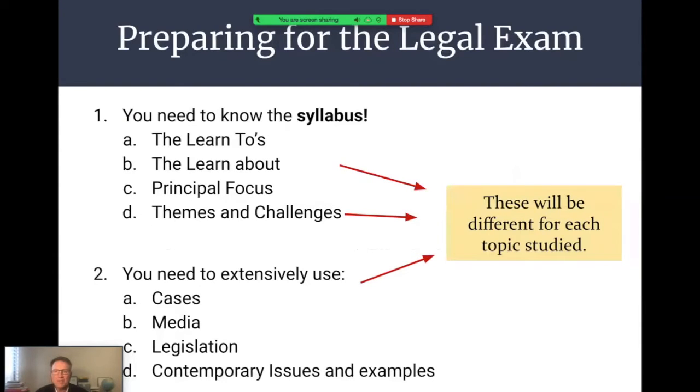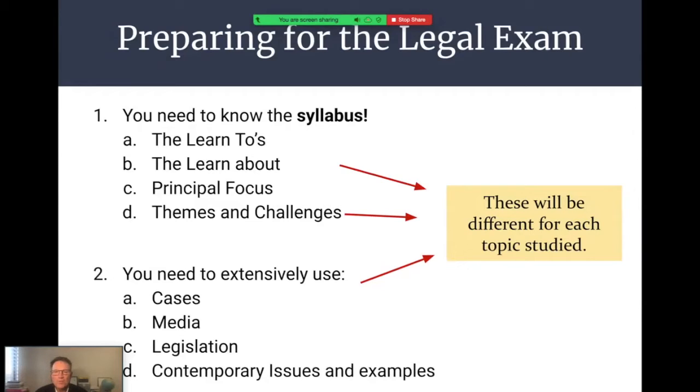When you're preparing for these exams, it's really important to start with the syllabus. The syllabus has 4 key areas in it that you need to consider, and you need to really consider all of these areas. In the syllabus, there's the Learn To, which are the things that you are learning to be able to do, and the Learn About, the content that you are focusing on. A lot of people neglect, though, to look carefully at the principal focus and the themes and challenges. Particularly in recent years, the HSC exam questions have often been taken, rather than from the Learn About section of the syllabus, from the principal focus and the themes and challenges. These vary with each of the 4 topic areas that you are required to study.